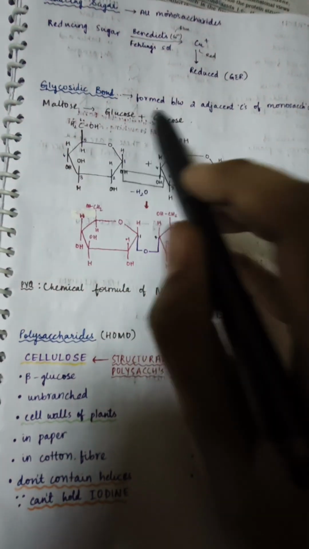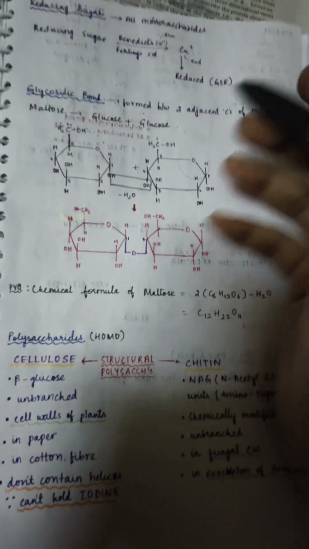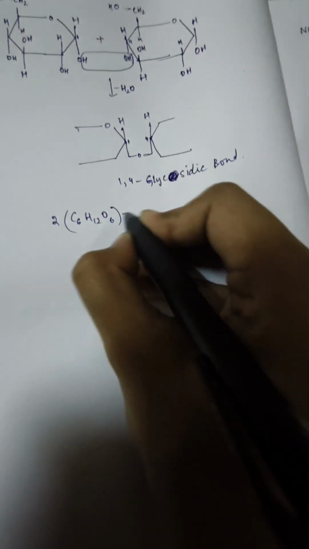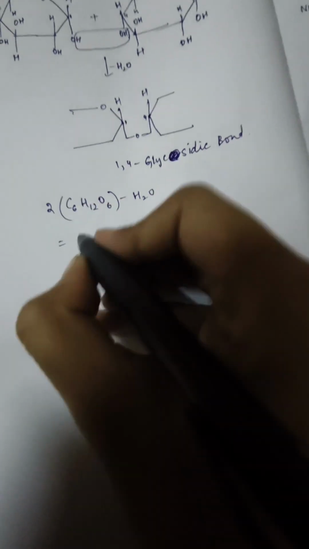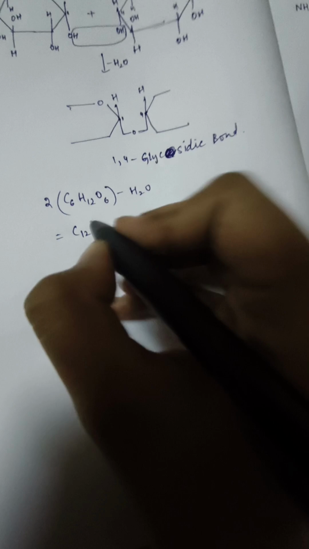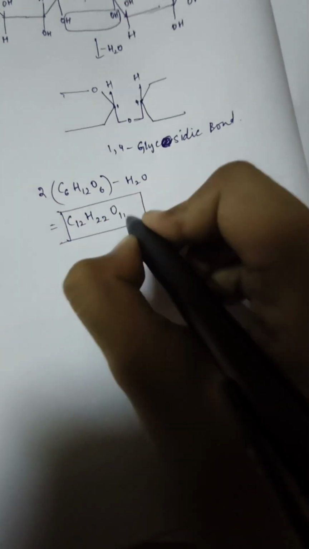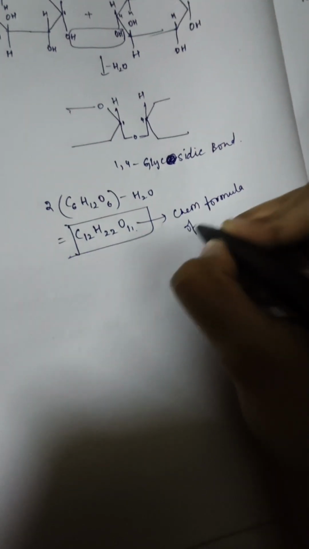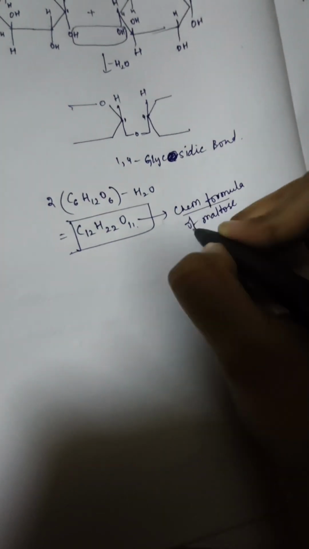It's a PYQ: the chemical formula of maltose. Just see, maltose is glucose plus glucose. Glucose is C6H12O6, times 2, minus H2O. You get C, the number won't change, H12 times 2 is 24 minus 2 is 22, O6 times 2 is 12 minus 1 is 11. So this is the chemical formula of maltose, C12H22O11.